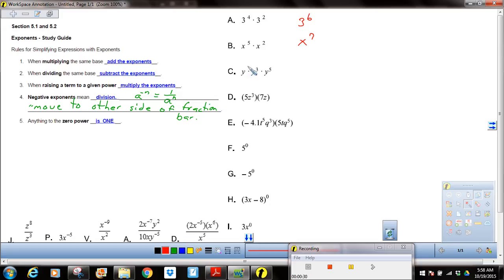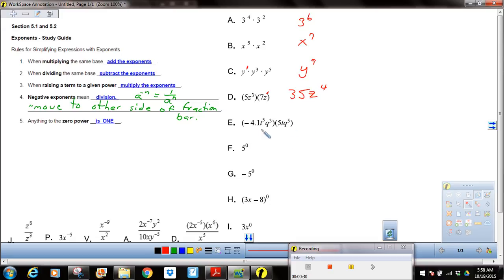This y by itself is y to the 1st. So we are multiplying the same base, add the exponents. 1 plus 3 plus 5 would be 9, y to the 9th power. This right here is multiplication, so we're going to add the exponents. Now, be aware that the z is the same base that we're multiplying here. Z to the 3rd times z to the 1st is z to the 4th, because I added the exponents. The 5 and the 7 are just coefficients. You just multiply them as usual. 5 times 7 is 35.